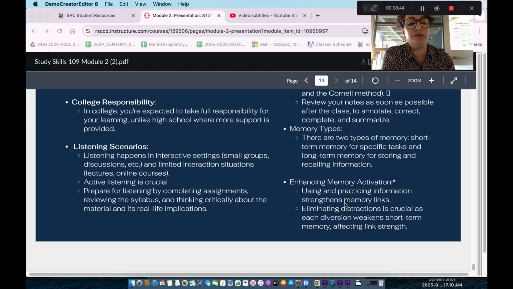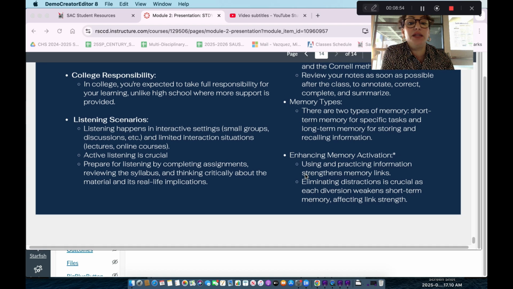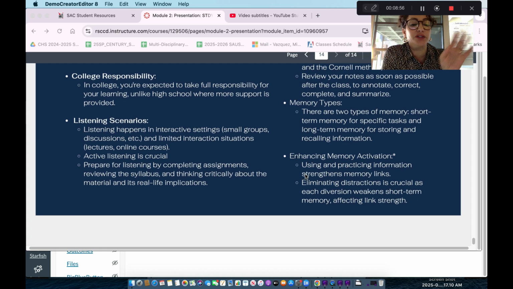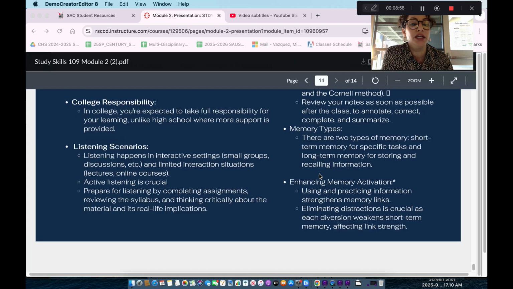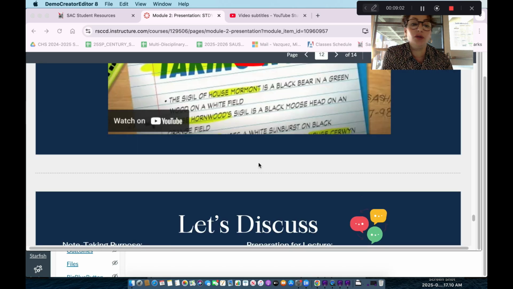Using and practicing information strengthens memory links. You can do things like flashcards, for example, which are a good way to enhance your memory. Being in a quiet room without distractions is a good way to enhance your memory. So these are the key takeaways from this chapter.